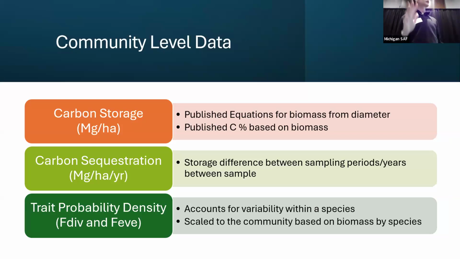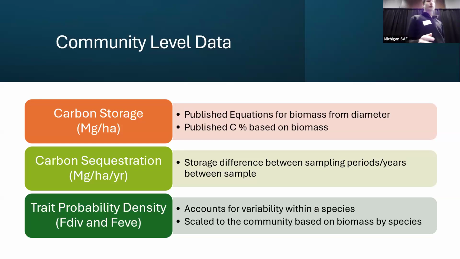So once we have our trait data and our inventory data, we can scale everything up to the community level or the treatment level for our silvicultural trials. So we can get carbon storage, and this is only above ground carbon storage, not below ground or soil carbon. So this is just based on published equations for biomass from diameter, and then we can get carbon percentages also from published equations. For sequestration, we just looked at the differences between our measurement periods and the rate for those, the difference between the periods.